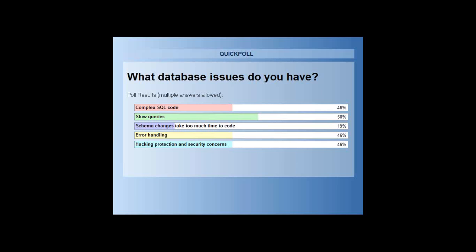So that's interesting because often database issues are behind a lot of these deployment issues because the database wasn't planned out well to start with or wasn't tested with correct data volumes. And interesting that it's pretty evenly spread between slow queries, complex SQL, poor error handling, or security concerns. So it seems like half the people involved in this webinar have issues with their database. So, thanks for that poll, Lucy.